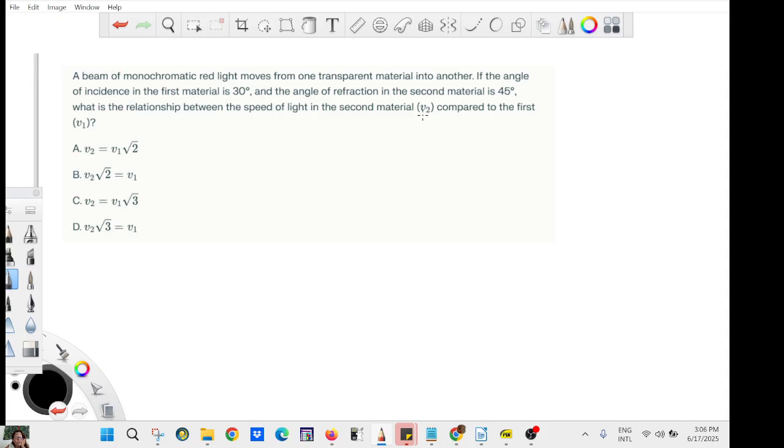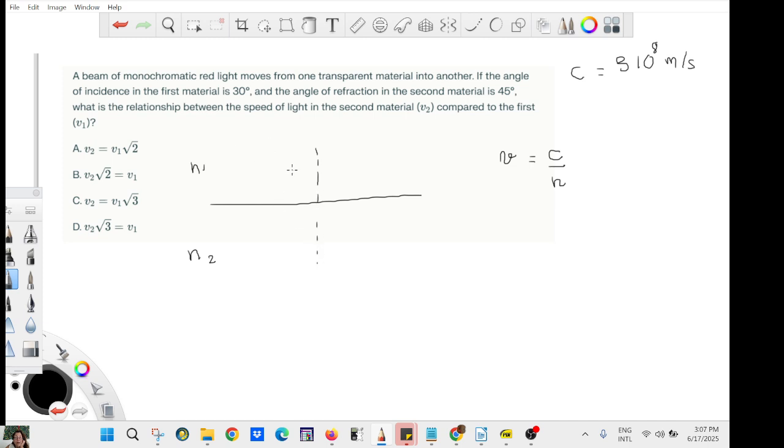So they want the ratio between the speeds. The speed in a material is going to be c, the speed of light, over the index of refraction, or the refractive index, right? And c is the speed of light in air or in vacuum. That's the definition. So what's going on here? You have from n sub 1 to n sub 2.